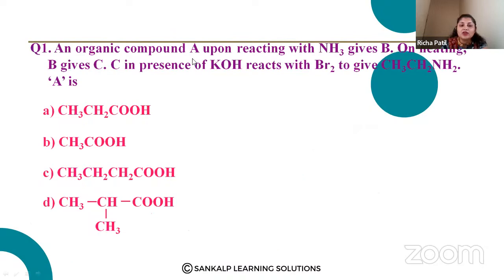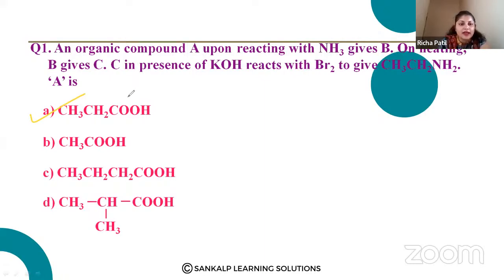Next, we'll solve questions based on this. An organic compound A, upon reacting with NH3, gives B. On heating, B gives C. C, in presence of KOH, reacts with Br2 to give CH3CH2NH2. What is A here? Yes, A is the answer.